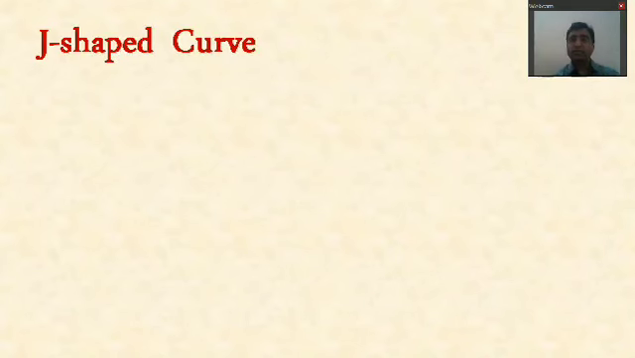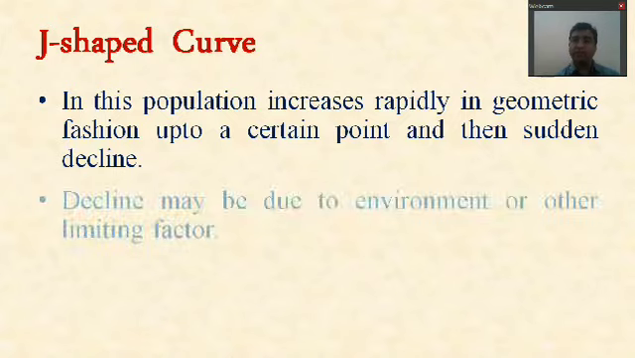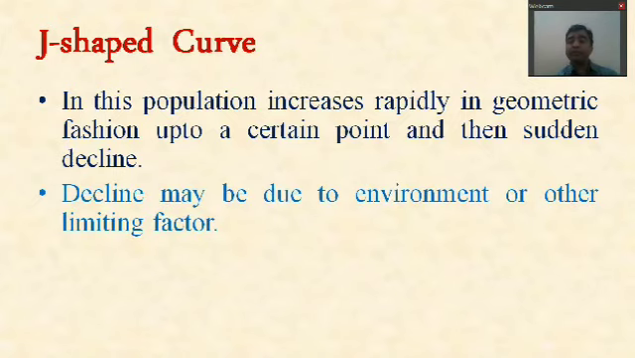So next one is the J-shaped curve. The J-shaped curve, as the name says, looks like the letter J. In this, the population increases rapidly in a geometric fashion, that is, in a multiplication way: one, then two, then four, then eight. In that pattern, the population grows up to a certain point, then suddenly declines and vanishes from the habitat. That decline may be due to the environment or a change in the environment, as we see in the monsoon, or any other limiting factor.